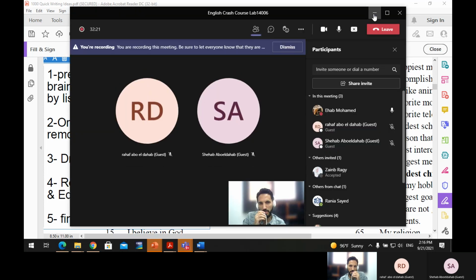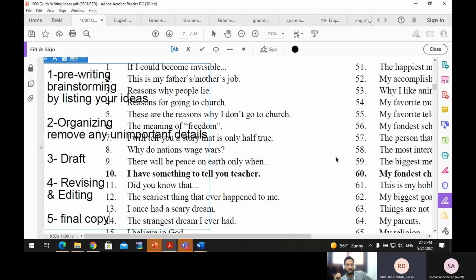Have you finished writing? Yes. Please write down. Shihab, can you read it aloud, please? Can you read the five writing stages that we need to focus on, that we need to apply?